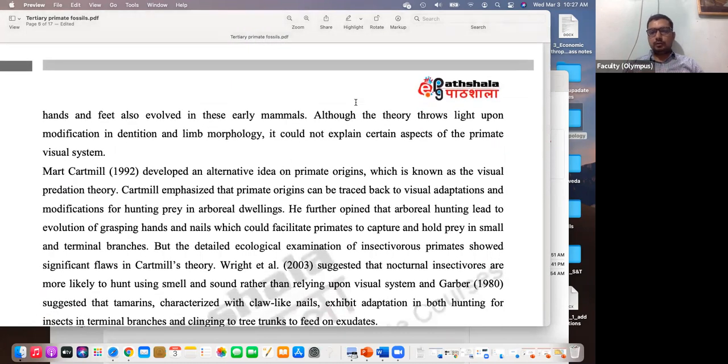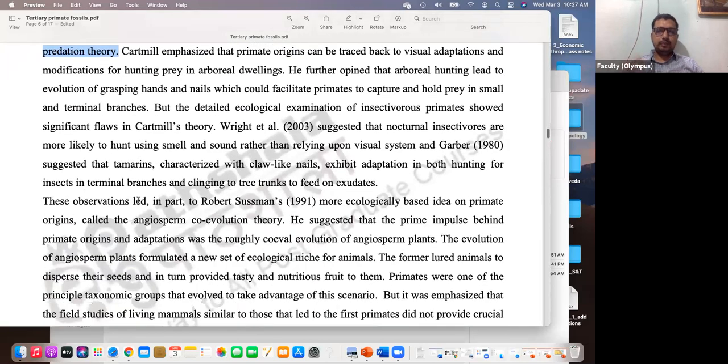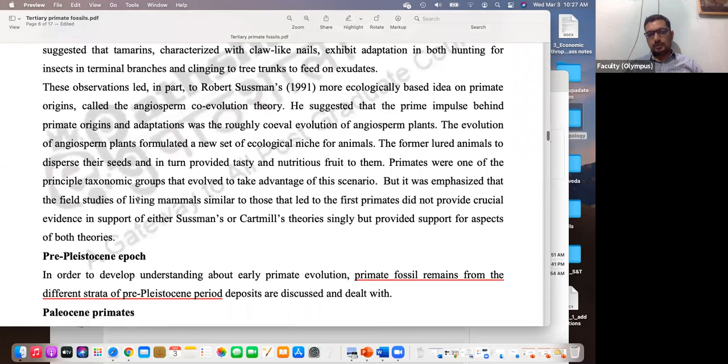Okay, but of course that could not satisfy all the requirements. Then an alternative idea on primate origins came in 1992. Other theories have been proposed to explain how primates originated. Here, they focused on the visual predation theory: the need for standing up, the need for better vision for hunting. They focused on this aspect to explain why primates originated and why those characteristics started showing up in primates. But of course, it also could not satisfy the requirements. So later they proposed many more theories. Okay, I just wanted to give a brief idea.